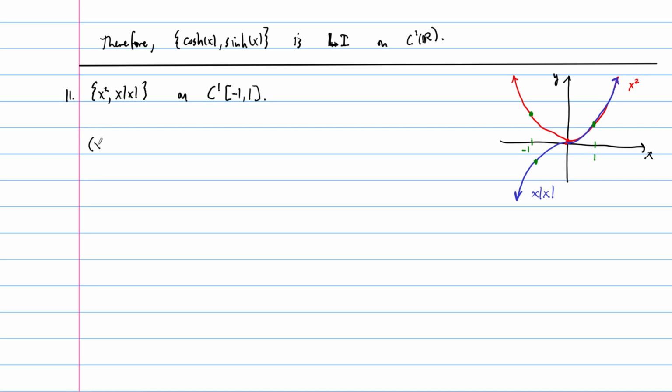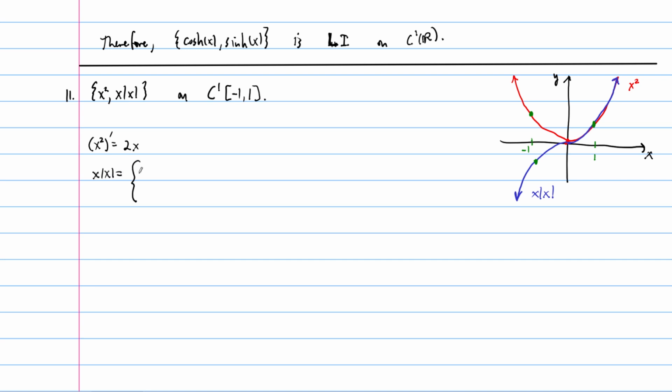So the derivative of x squared is just going to be 2x. We all know that one, right? The derivative of x times the absolute value of x is a little bit more complicated, and it's not that bad. But before we write out the derivative, let's first think about what this function equals as a piecewise function.